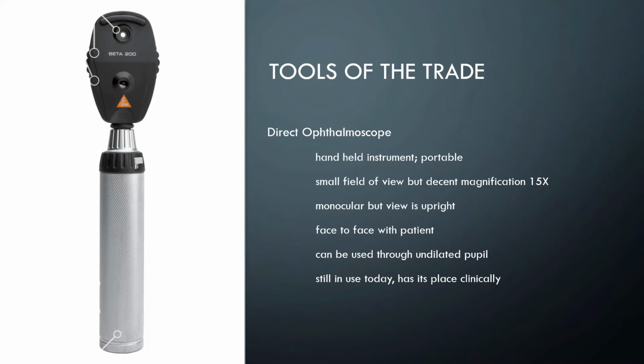So how do we look into the eye? Well, one of the tools that we use is called a direct ophthalmoscope. It's handheld, it's portable, it has pretty good magnification, but it's got a very small field of view. I'll show you what I mean by that in a minute. It's monocular, meaning only one of my eyes can get into your eyes through this scope. So I don't have depth perception when I look in.